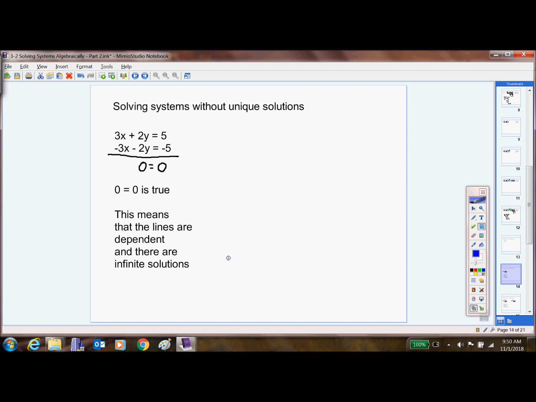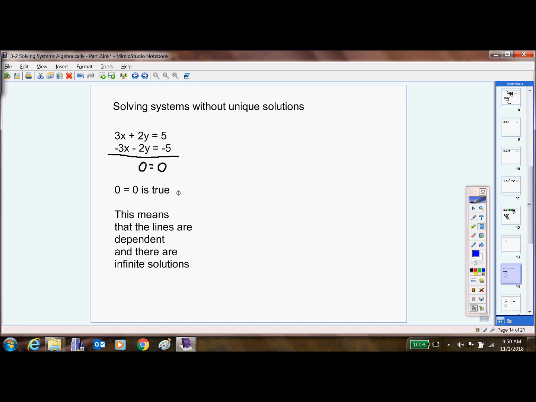Okay, now I've heard a couple things. I've heard some people saying infinite solutions. I've heard some people say all real numbers. What happens here is that the lines come out to be dependent. These are actually different forms of the same equation. So when you get a true statement when you're eliminating, what that means is you have infinite solutions, and those solutions are all along this line, which happens to also be this line.